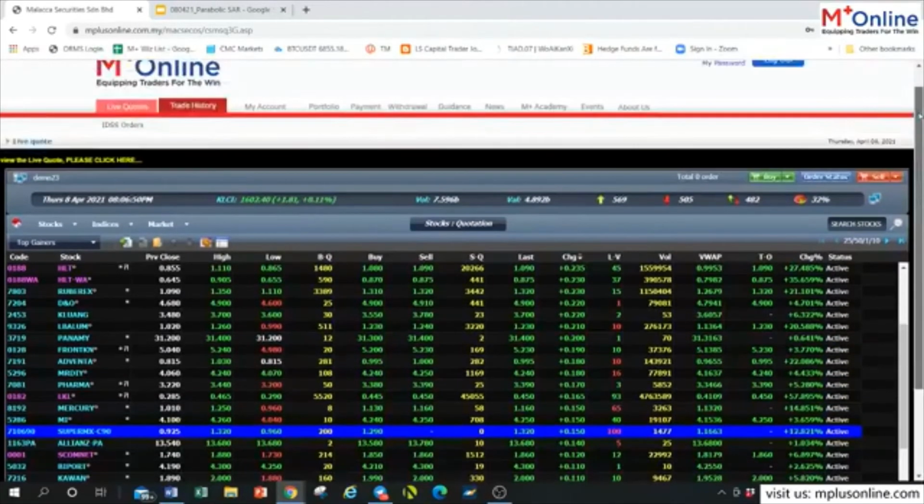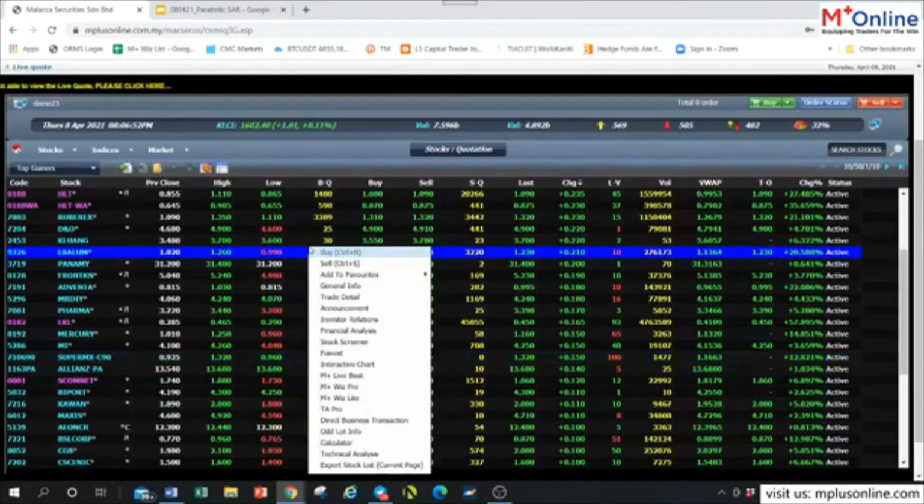So after you have logged in, you just right click and then you can choose M+ Swiss Lite. M+ Swiss Pro is for those who subscribe to it. For all of our clients, M+ Swiss Lite is available for free. It contains a strategy screener, which helps you identify the point where the strategy is triggered and tells you it might be a good trading entry point for you.